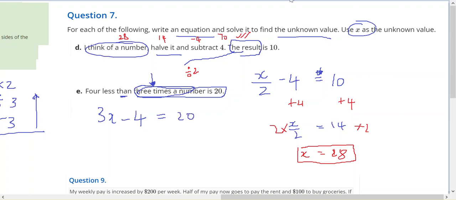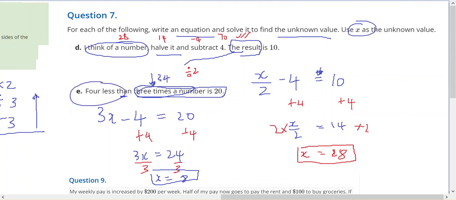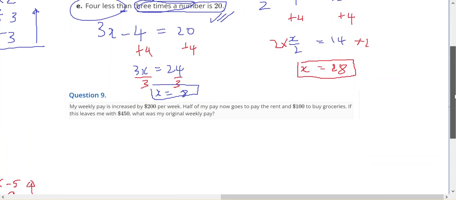So there's my equation. I'm going to plus 4 to both sides first, which will give me 3x equals 24. Then I'm going to divide both sides by 3, which leaves x, my certain number, to be 8. So 3 times a certain number is 24. 3 eights are 24. 4 less than that is 20, so that's correct. Question number 9.